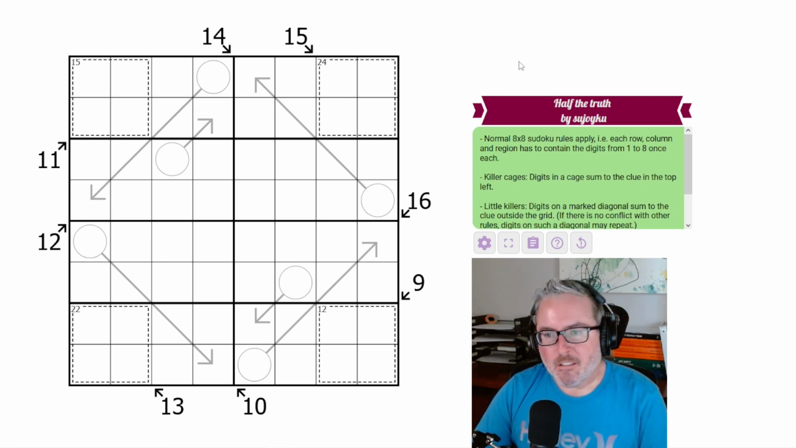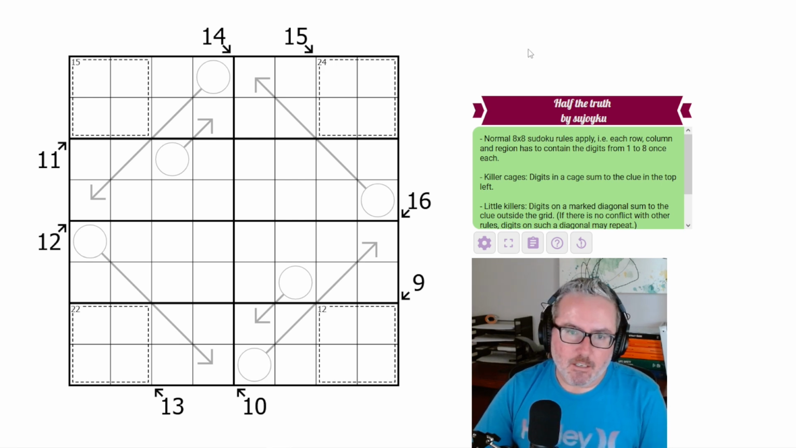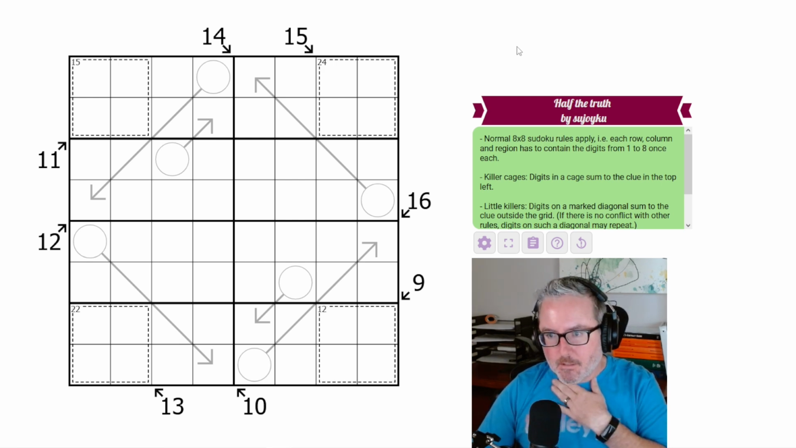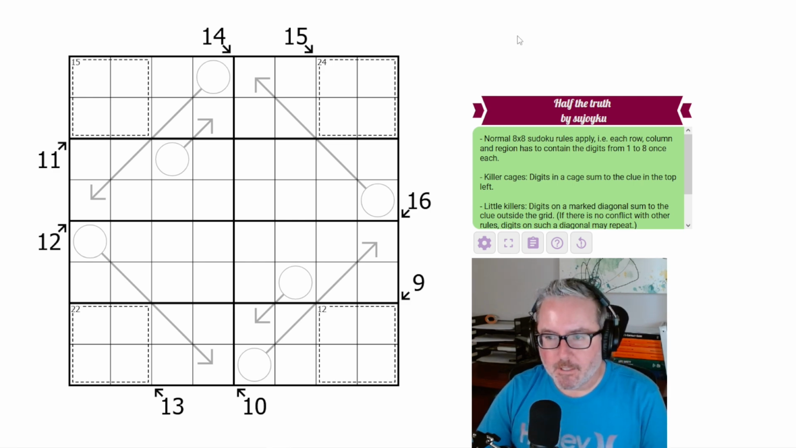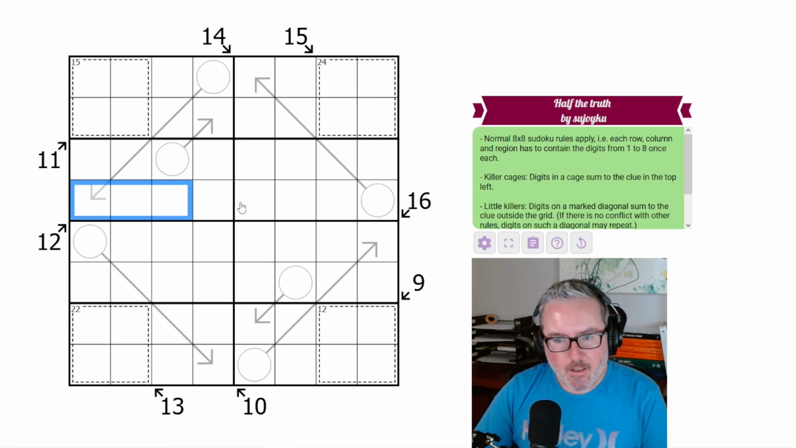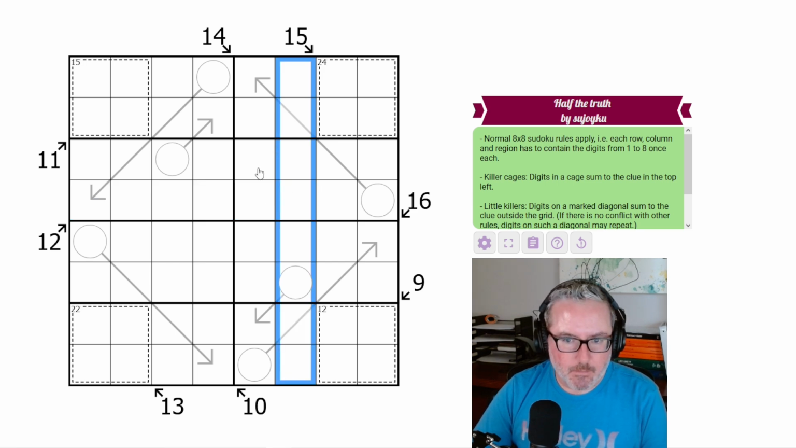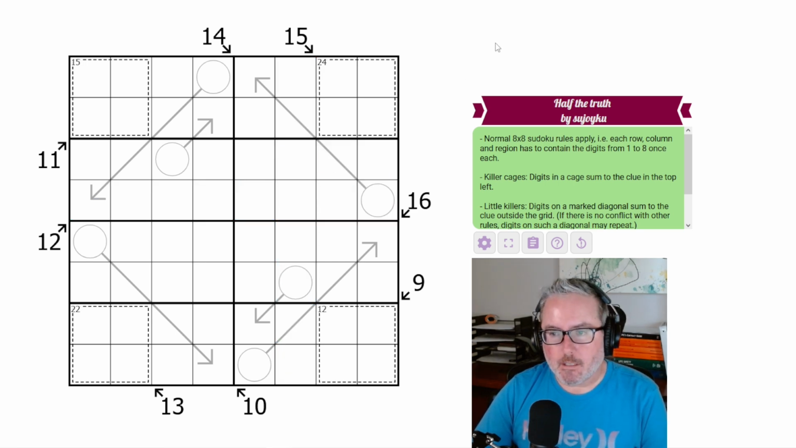So, again, normal 8 by 8 Sudoku rules apply. I think that's kind of a little funny, to say normal 8 by 8 Sudoku rules, because 8 by 8 is really not normal, but anyway, the point is, every row, every column, and every 2 by 4 box contains the digits 1 to 8 once each. I almost said 1 to 9.